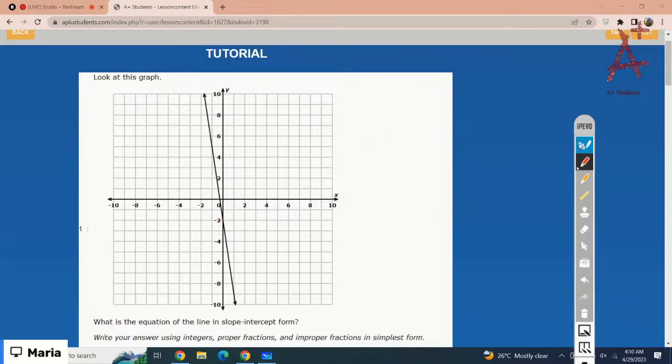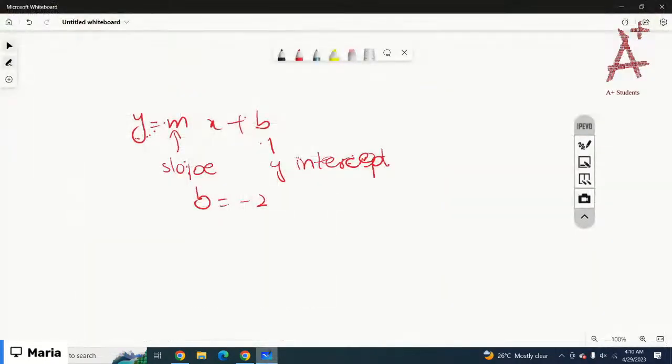Got it? So then the equation would be, slope is negative 7, so y equals mx, negative 7x, and minus 2. So the equation is y equals minus 7x minus 2. Got it?